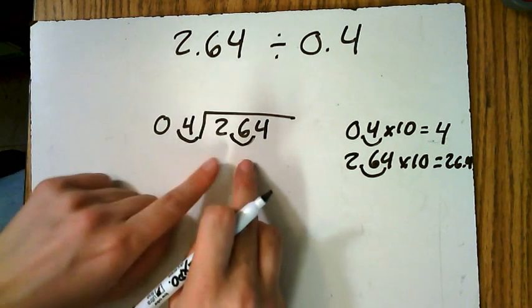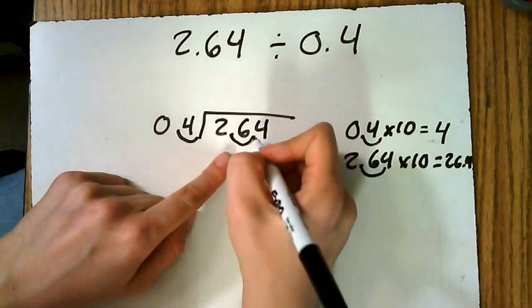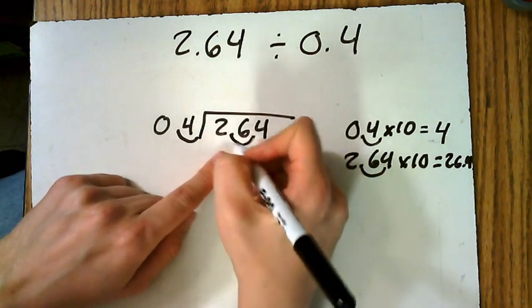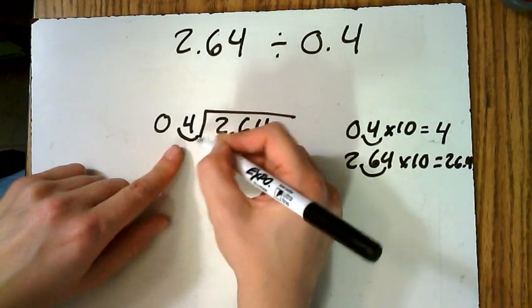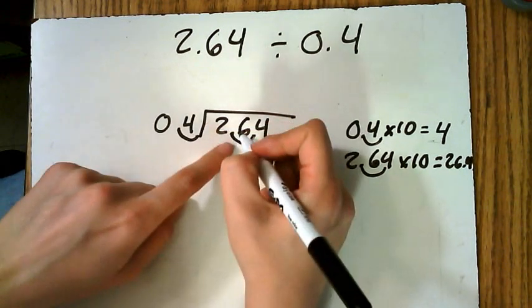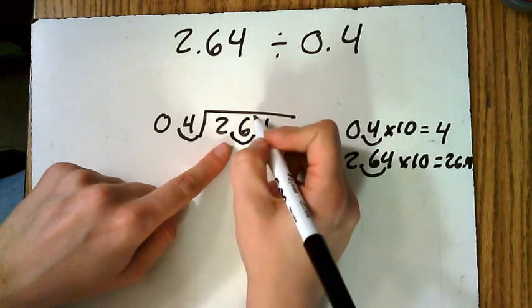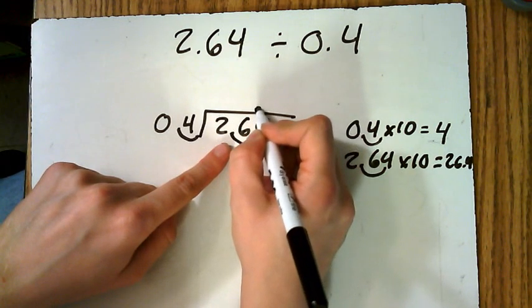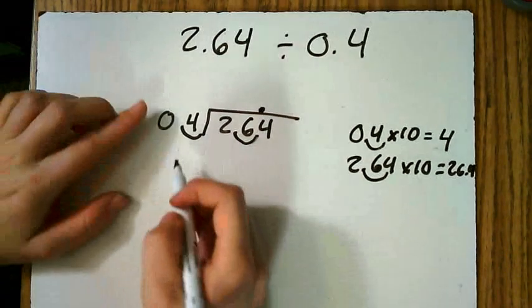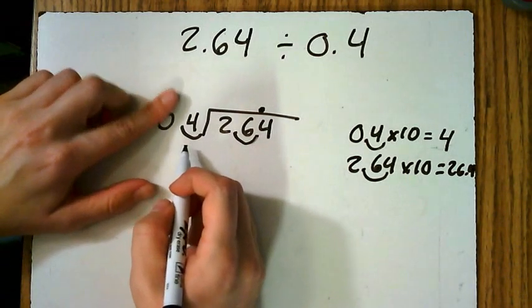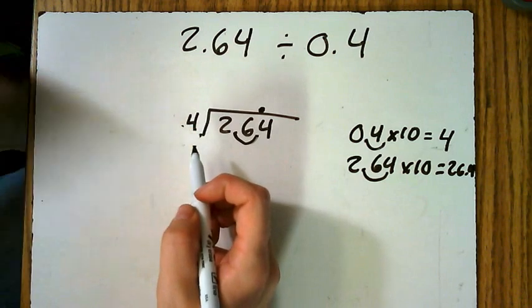But before I divide, I need to go ahead and shoot that decimal straight up. Now, we shoot it up to where it's been moved, not where it was originally. I moved my decimal over in my divisor, so I had to move it over in my dividend. So this is where my decimal is going to go in my answer. Okay? So, let's really look at this as the number 4, because that's what it is now.